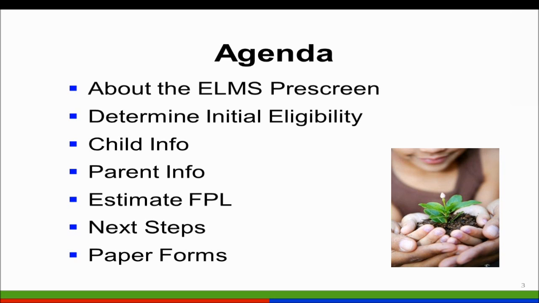First, today we're going to talk about what the pre-screen is in ELMS and why we use it. Then I'm going to show you how to determine a child's initial eligibility for ECAP in ELMS, how to complete the steps of the pre-screen, the child information step, the parent information step, estimating their federal poverty level, and then the final step of the pre-screen. And then I'll also show you where you can locate the paper forms if you want to use paper forms as well as the electronic ELMS.